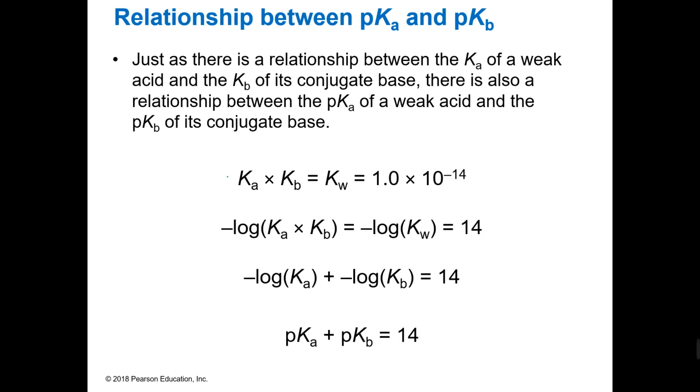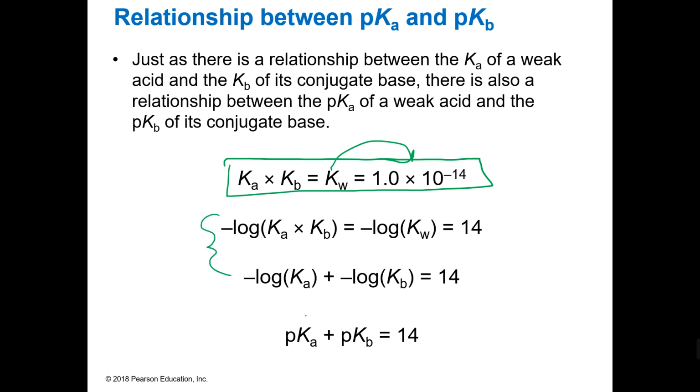Couple of takeaways. You need to remember this, where Ka times Kb equals Kw, but Kw is 1.0 times 10 to the minus 14. You don't have to worry about this derivation, but you should also know that the pKa and the pKb equal 14, just like the pH plus the pOH also equal 14.